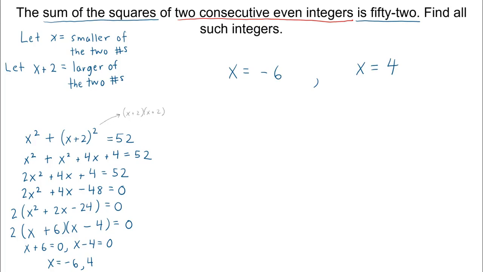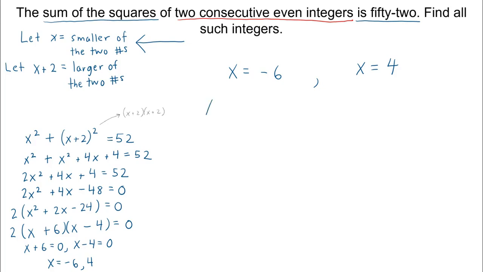Because we just found that x can be negative 6 or positive 4. Well, if we found two values for x, then we've only found two values of the smaller of our two consecutive even integers. So that means negative 6 is the smaller of two consecutive even integers, and 4 is the smaller of two consecutive even integers. Now we need to find the larger consecutive even integer that goes with each of those smaller ones. To find the larger, all we do is add 2 to the smaller.